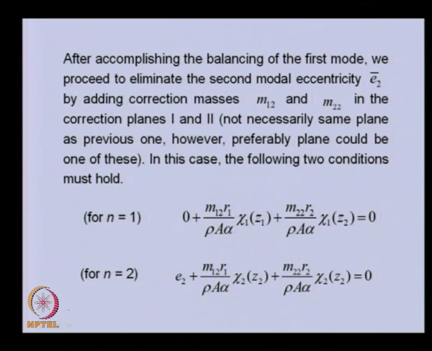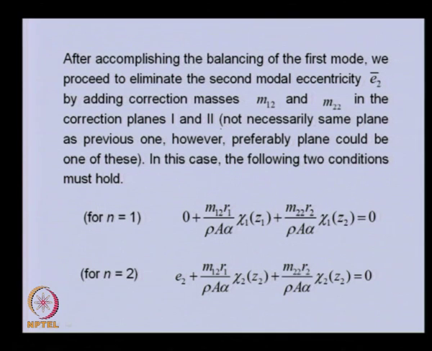Now, after we accomplish the balancing of the first mode, we will proceed to the second mode balancing, that means E2. And in this particular case, we will be keeping two masses in two planes. So, this is the first mass in the first plane, this is the second mass in the second plane. These are the additional masses as compared to the previous mass which we kept.